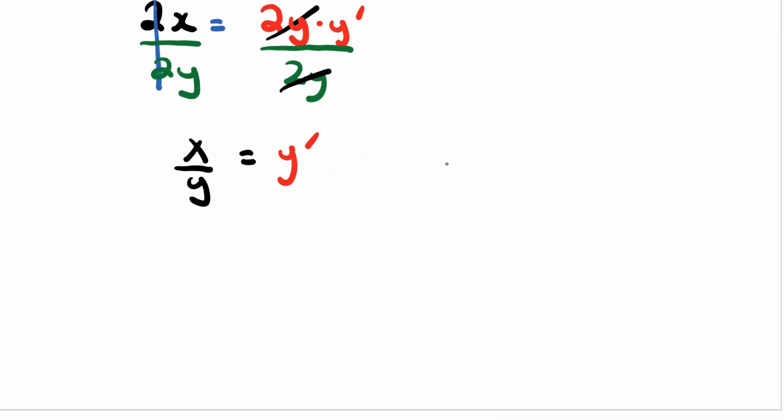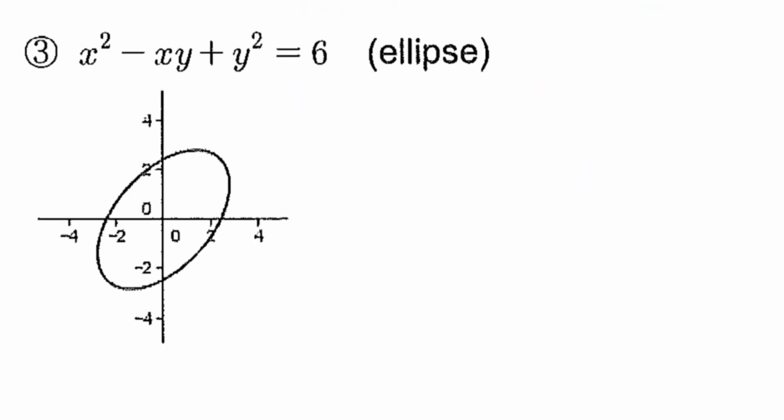Sometimes you might see the answer be written like this as well. I can write dy over dx, and that can also equal x over y. So you have some flexibility with y prime or dy over dx. So those are the same answers there. Okay, let's move on to question number 3 here.